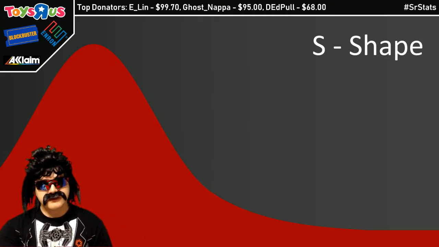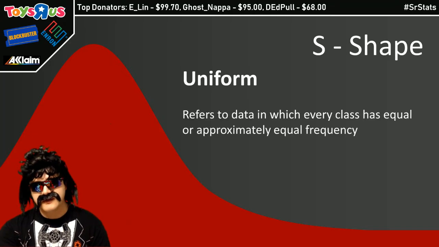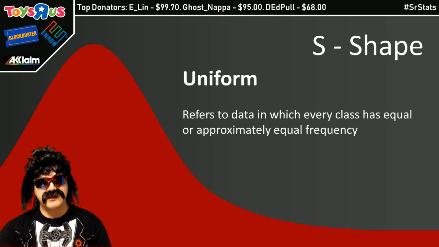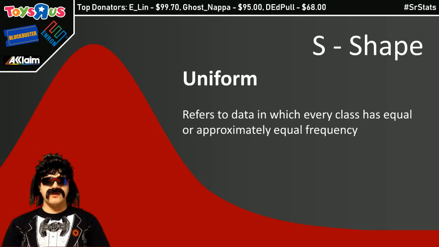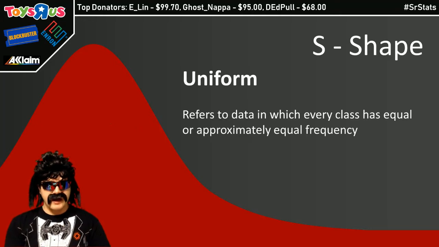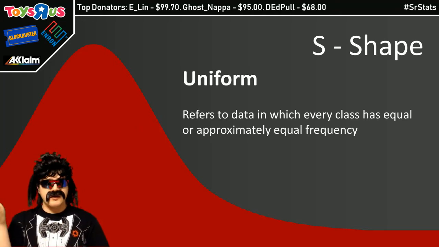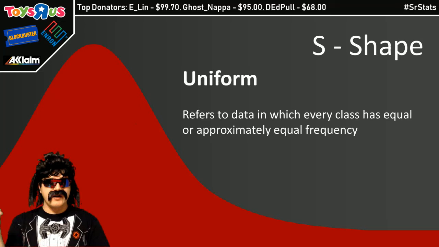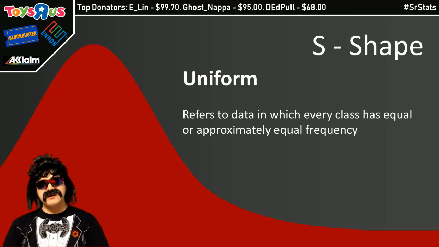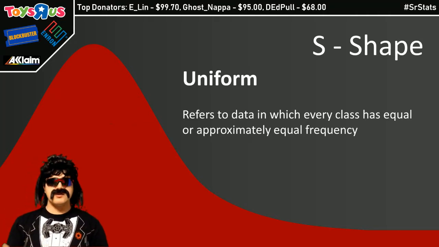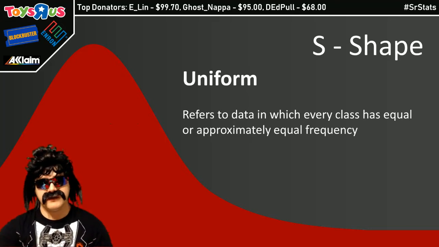Alright. The next type of shape is uniform. This refers to data in which every class has equal or approximately equal frequency. So this is like if you were rolling one single die. Right? Each number on the die has the same amount of chance to end up getting it. So if you rolled enough of them, every single one of them should be about the same, because there's an equal chance no matter what you're having.